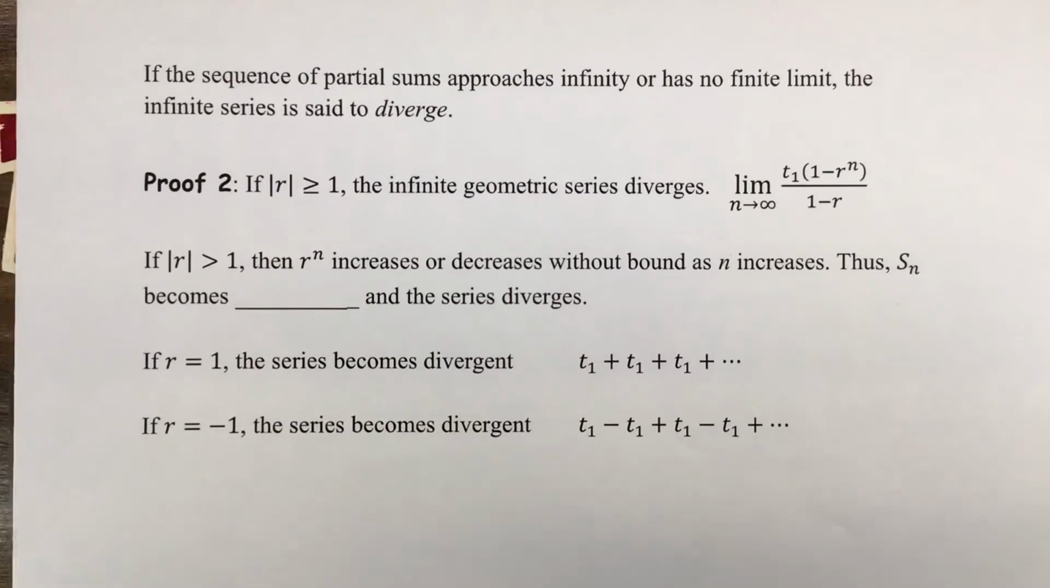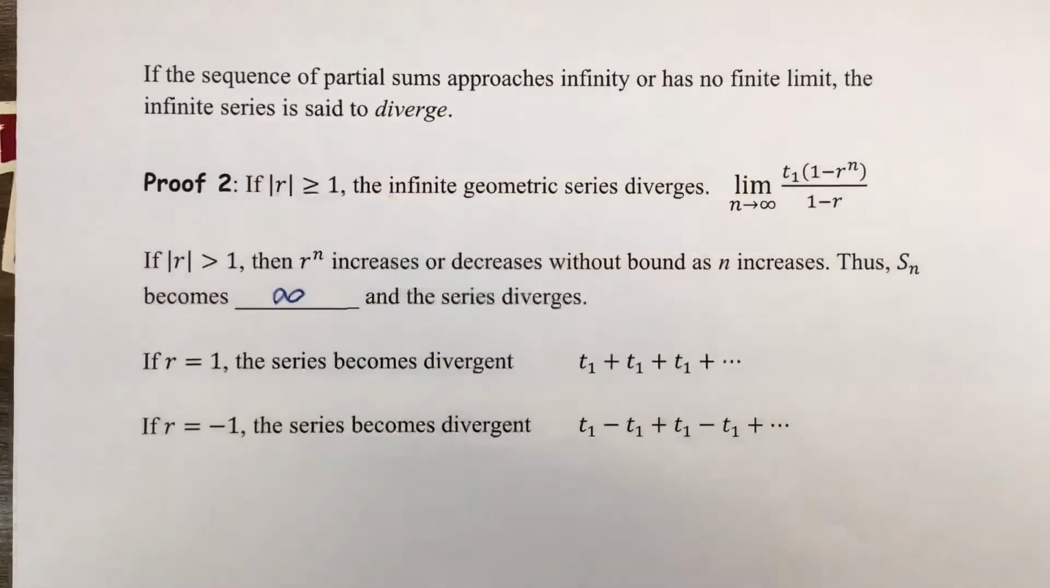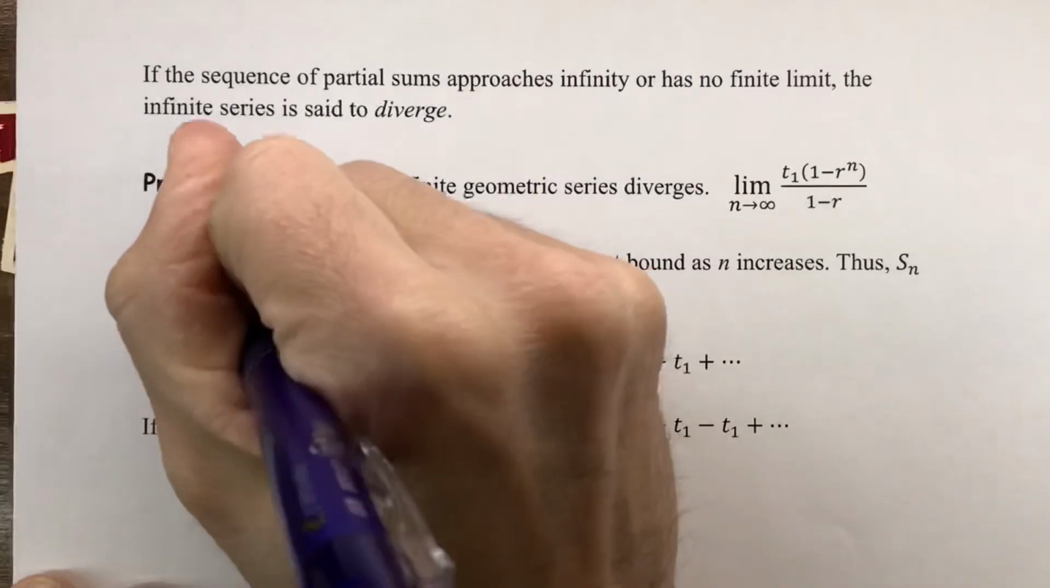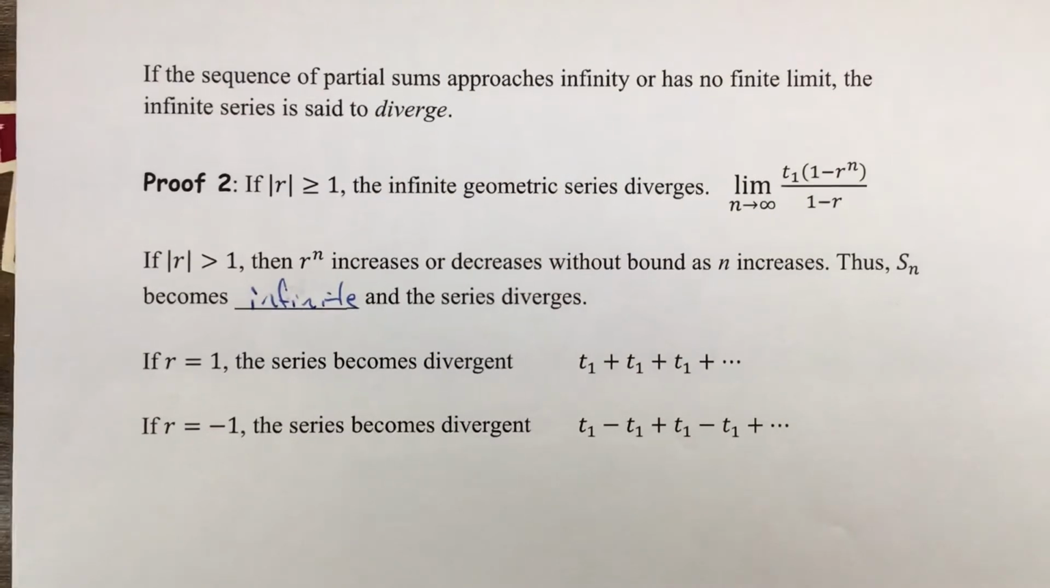It's going to get bigger up in a positive direction, then bigger down in a negative direction, then bigger up, and so on. So regardless of the direction that it's going and the fact that it's moving back and forth, it's continuing to get bigger and bigger and bigger. Thus, Sn becomes infinite and the series diverges. Well, let's actually write the word. Becomes infinite. Because it's not infinity, it's infinite. Thus, Sn becomes infinite and the series diverges.